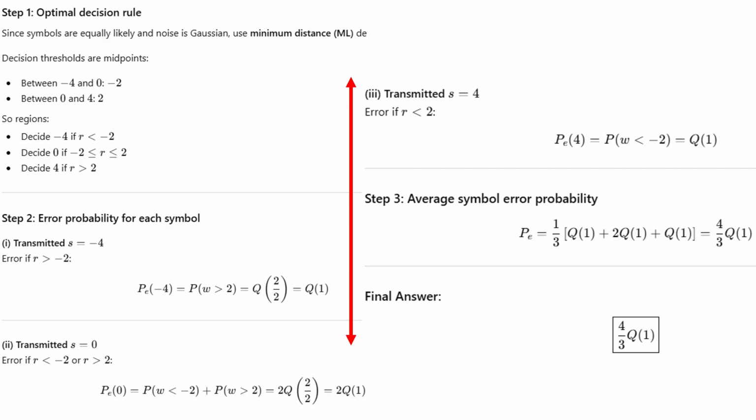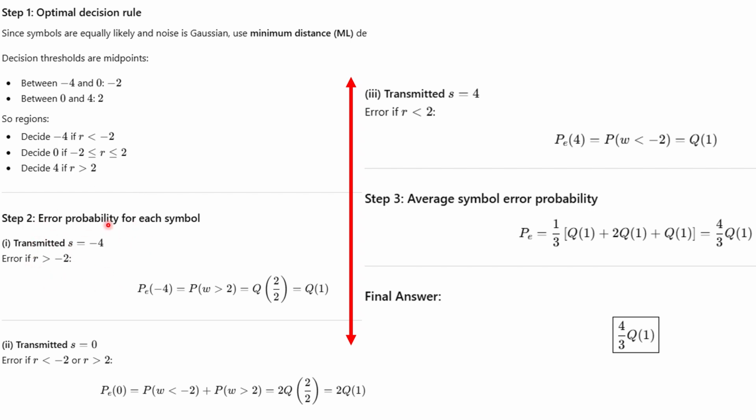Okay, so let's see the more detailed calculations here. So here the optimum decision rule, since the symbols are equally likely and the noise is Gaussian, already given in the question. So in between -4 and 0 there is a -2. In between 0 and 4 it is +2. So we have three different regions to decide. Decide -4 when R is less than -2, and if you want to decide 0, that means R is in between -2 and 2, then in that case the value will be 0, and similarly 4 will be only for R greater than 2.